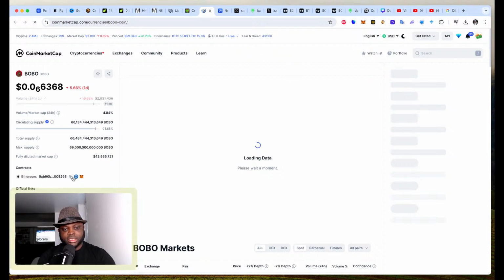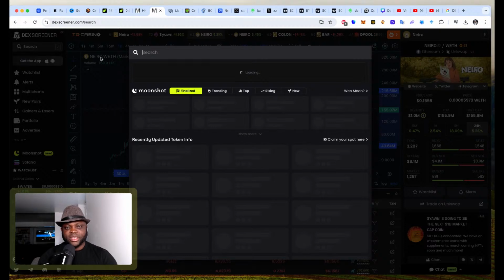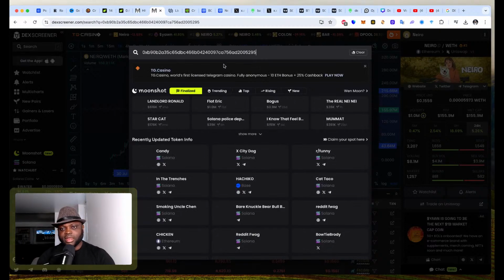Let me copy this, then I'm going to take it to Dexscreener, and I'm going to paste it in this search on the left-hand corner. I'm going to paste it there, and it's going to give me this coin.